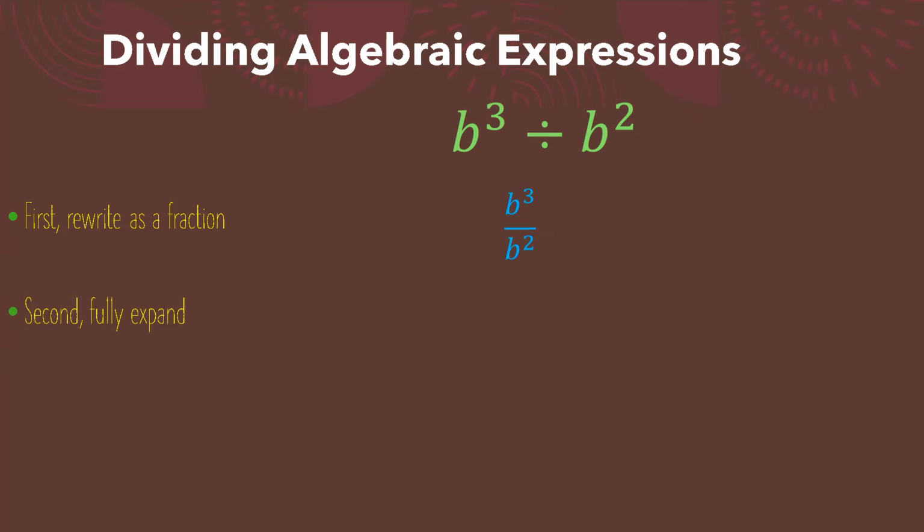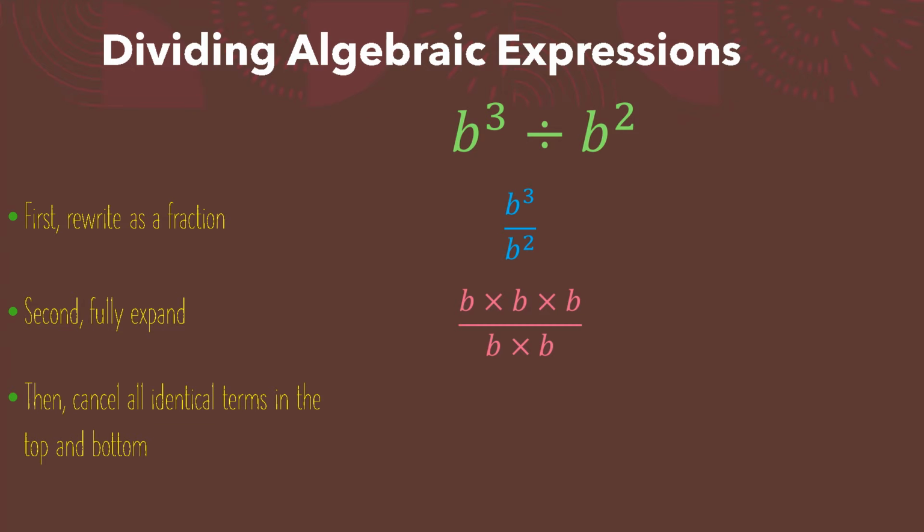Then we want to expand our terms. Remember, when we are expanding the base, we keep the base, and the number of times the base is raised to a particular power, that's how many times we want to multiply that base. So in this case, we're multiplying b 3 times, and we are dividing by b 2 times.